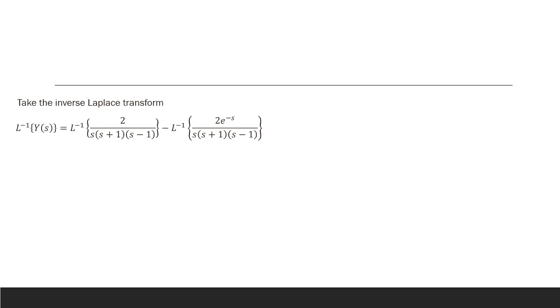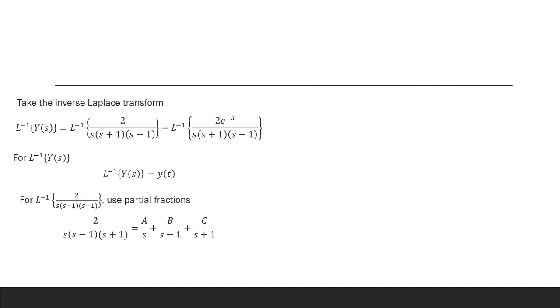That's 2 over s times s plus 1 times s minus 1, and 2e raised to negative s over s times s plus 1 times s minus 1. So, doon muna tayo sa unang term. The inverse Laplace transform of 2 over s times s minus 1 times s plus 1. We use partial fractions dito. At this point, class, you may pause the video and try to solve this on your own.